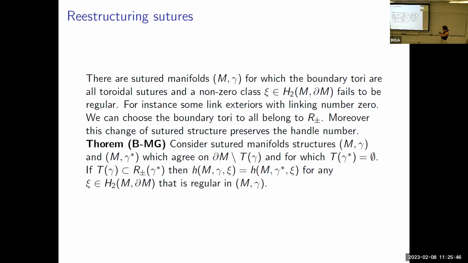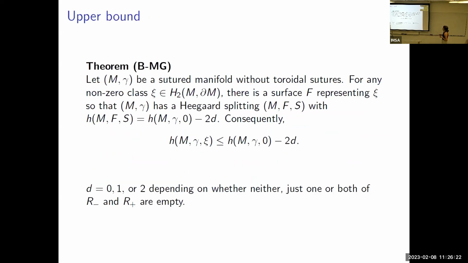The statement says that given the same manifold with two different suture structures, which agree everywhere except for this part, one may have toroidal components, and the other just has annular components with sutures, then the handle number is preserved. Okay. So that lets us state our theorems just for sutured manifolds without toroidal sutures.